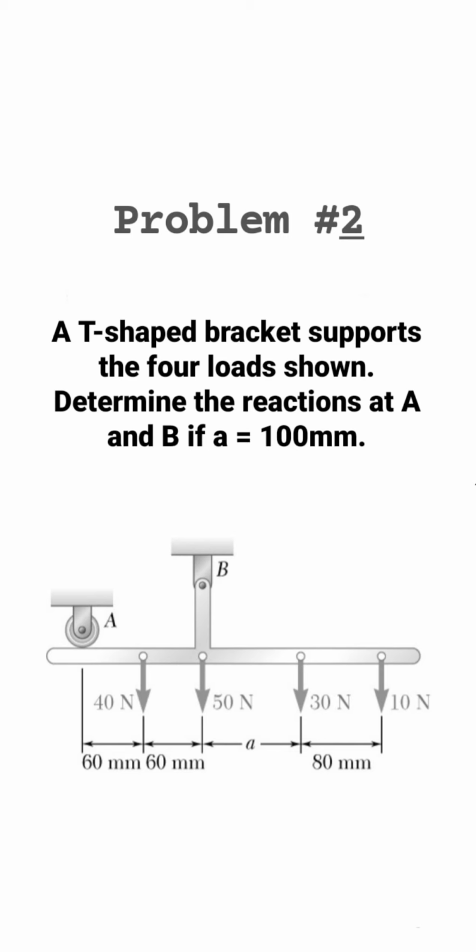In this problem, we will determine the reactions at A and B using the concept of equilibrium of rigid bodies. The first step in the static equilibrium analysis of a rigid body is the identification of all forces acting on the body with the free body diagram. So we will draw the free body diagram of the problem and try to analyze it.